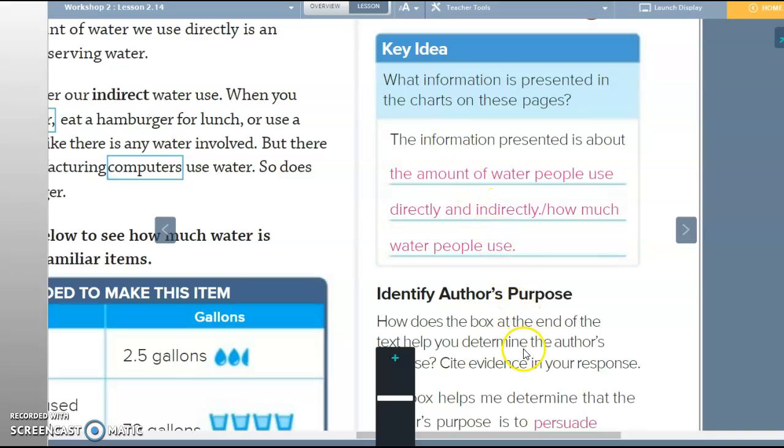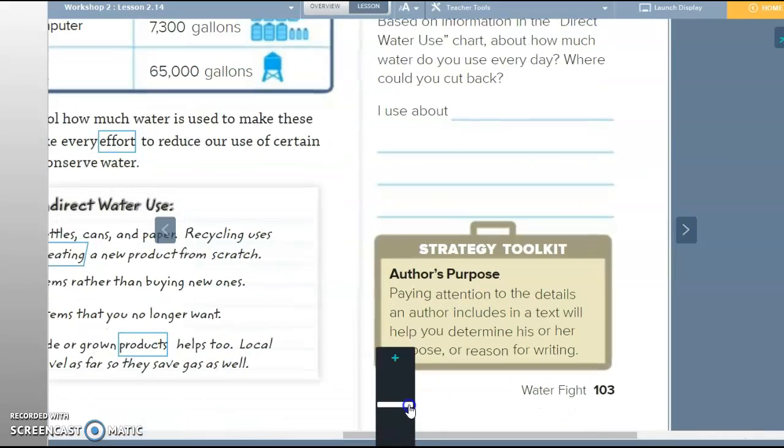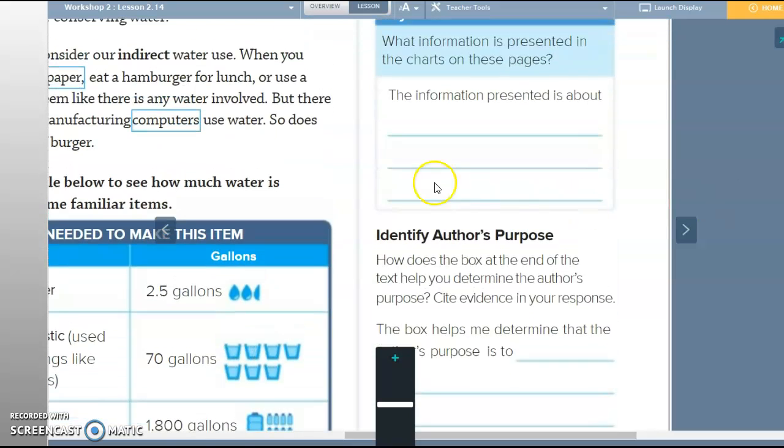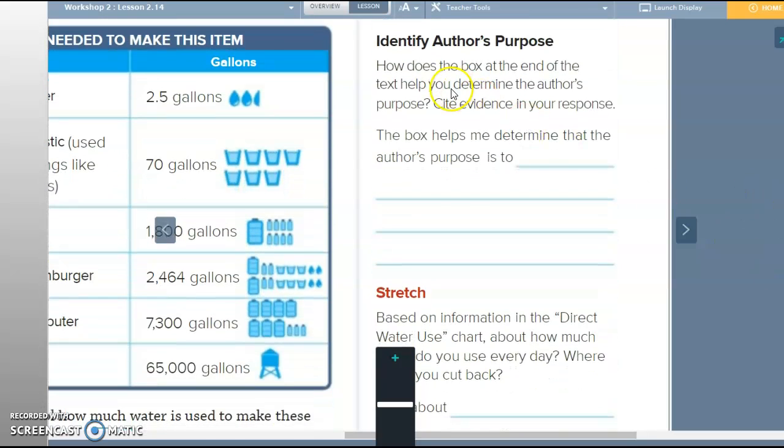Okay, so what information do they give you? I'm going to take this off so that you guys can kind of do that on your own. What information do these charts give you? Okay, the information presented is about blank. I want you to fill that in. Okay, identify the author's purpose. How does the box at the end of the text help you determine the author's purpose? Cite evidence in your response.